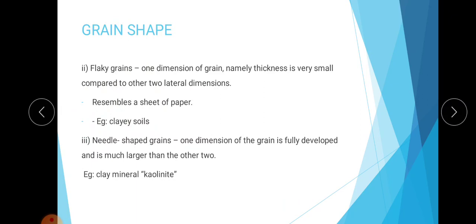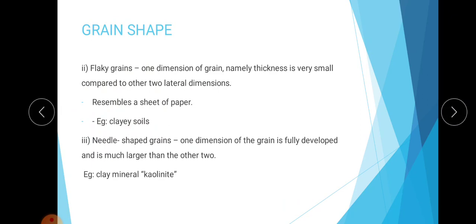And the second shape is flaky grains. That is, one dimension of the grain, the thickness, is very small compared to the other two dimensions. That is, thickness will be very low compared to length and width. That is flaky grain. So it resembles a sheet of paper. Example, clay soil.